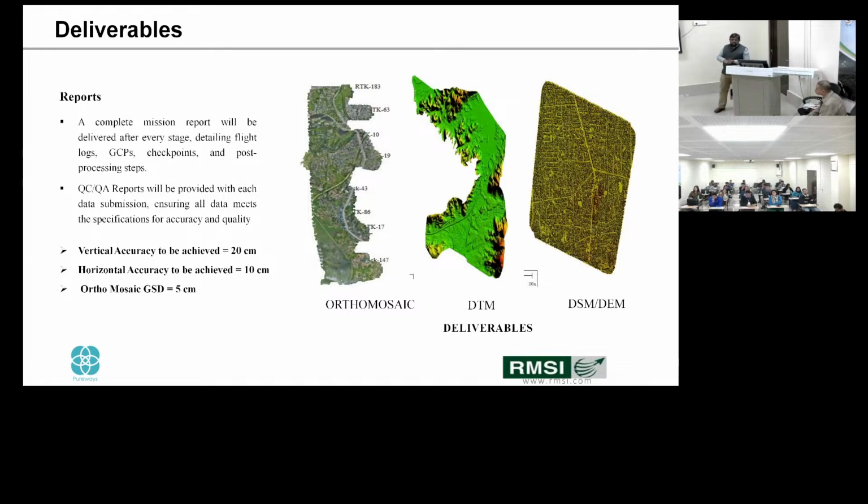The third one is the digital terrain model or digital elevation model. What is the meaning of that? I have to remove all the above-ground features.